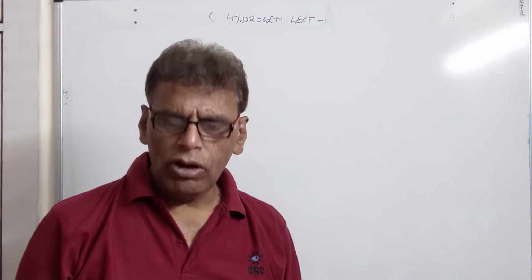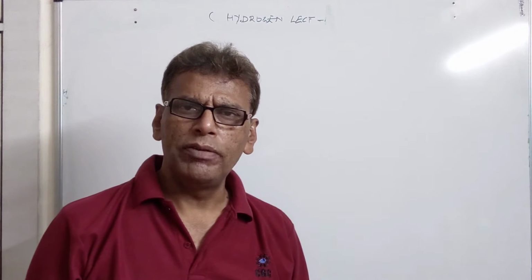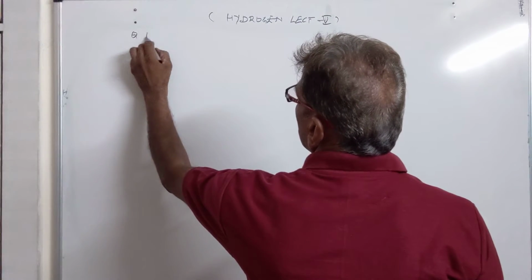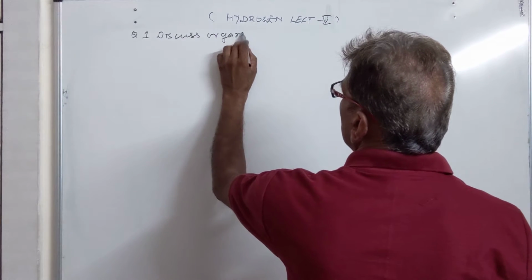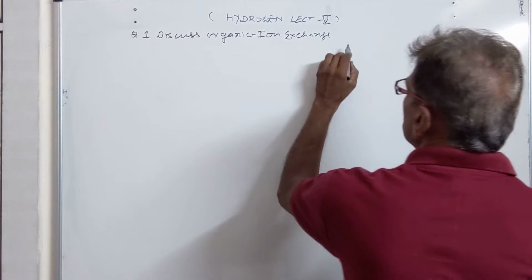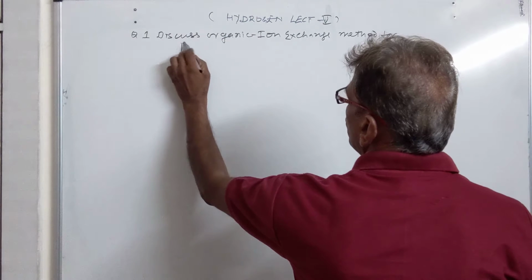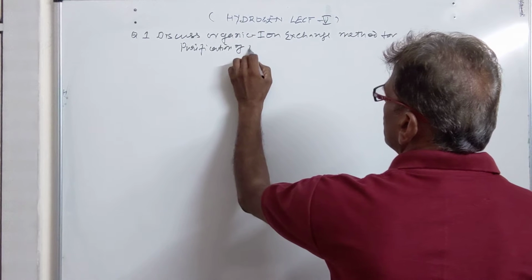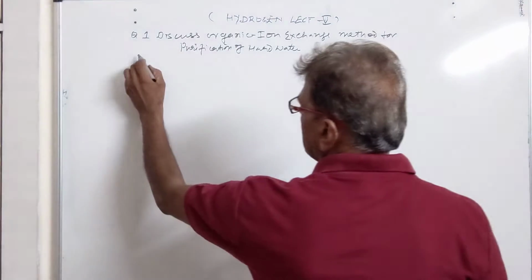Starting with the fifth lecture of the chapter hydrogen, we are discussing the organic ion exchange method to purify hard water. So this is our lecture number 5. Discuss organic ion exchange method for purification of hard water. This is also called the resin method.